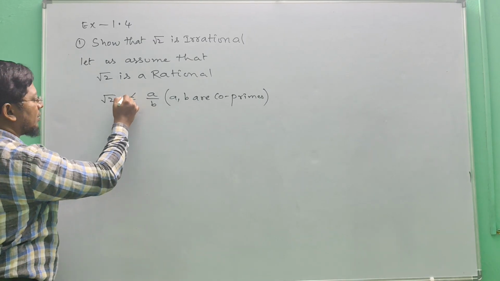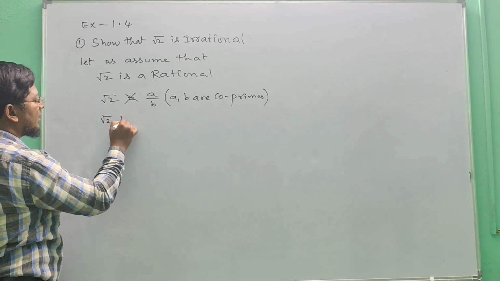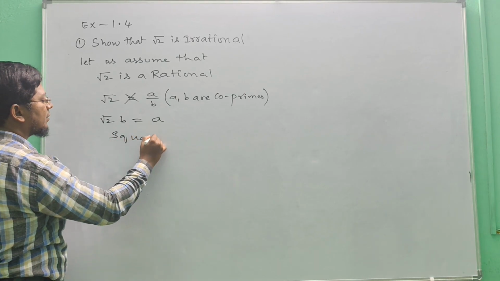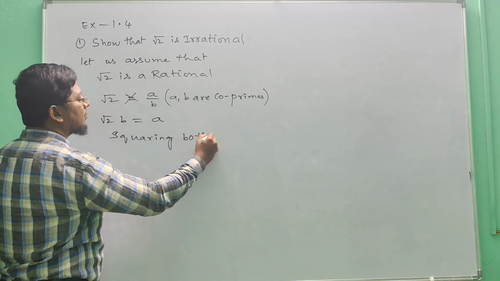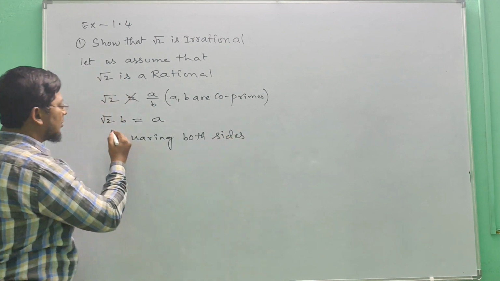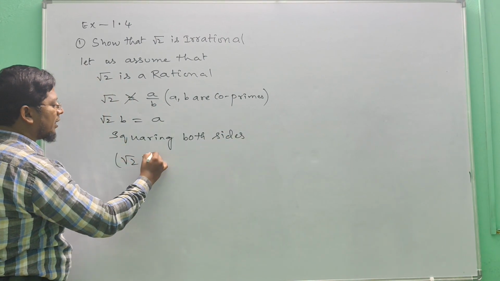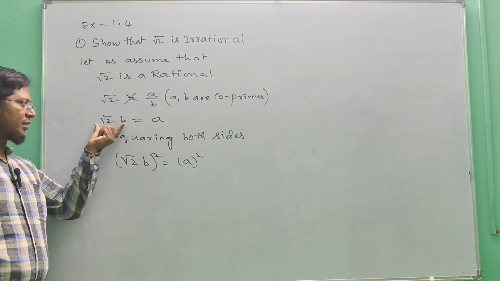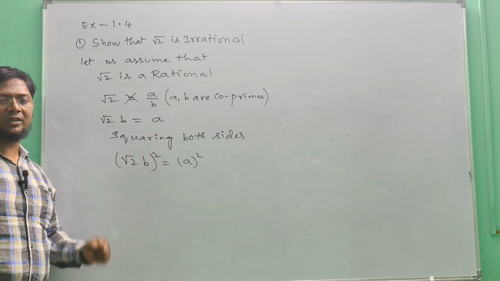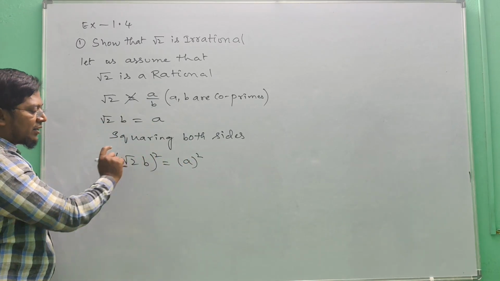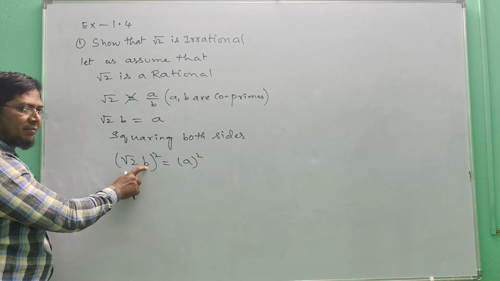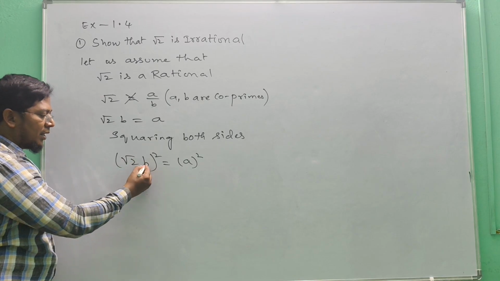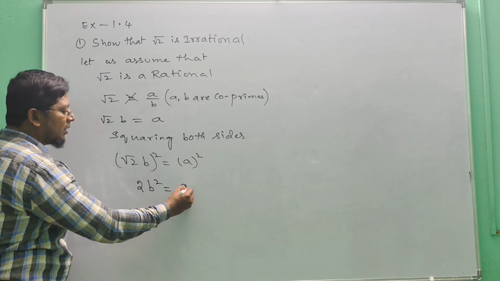So after this step, cross multiply. Root 2 b is equal to a. Squaring both sides, root 2 b whole square is equal to a square. We know that if we are squaring both sides, we have to take the power 2 here and here also. So root 2 b square means root 2 square and b square. Root 2 square means 2, and b square is equal to a square.